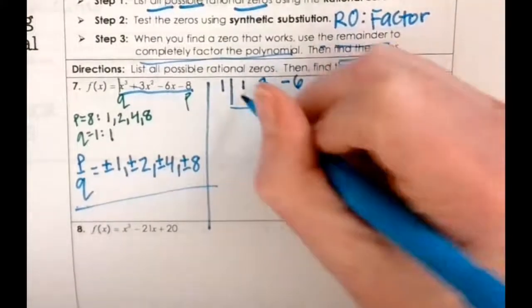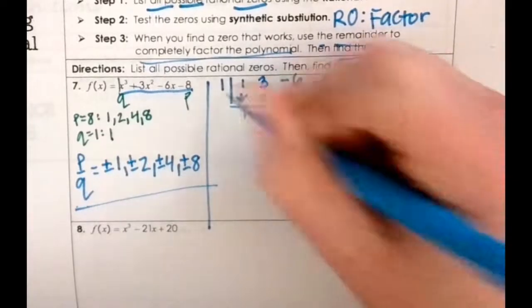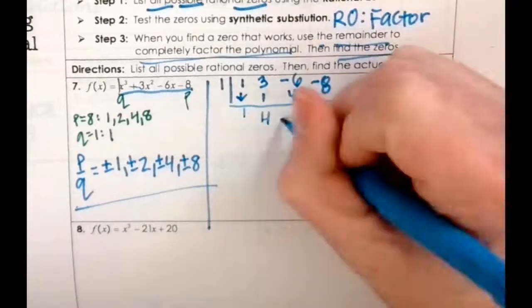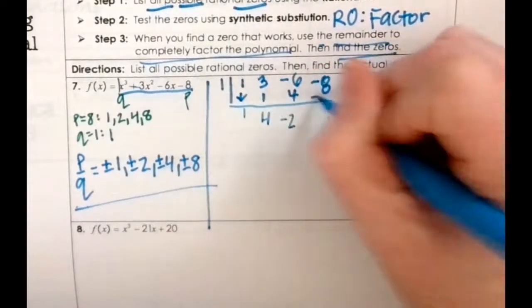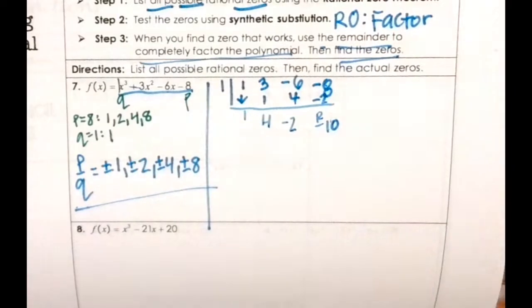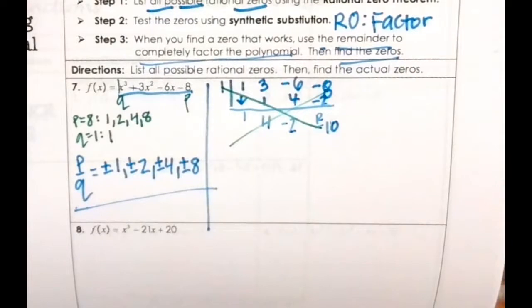Okay, let's bring the 1 down. 1 times 1 is 1, 3 plus 1 is 4. 4 times 1 is 4. -6 plus 4 is -2. -2 times 1 is -2, and I get a remainder of -10. Okay, so all that means is, that's not a 0. So unfortunately, we have to go and try the next one.